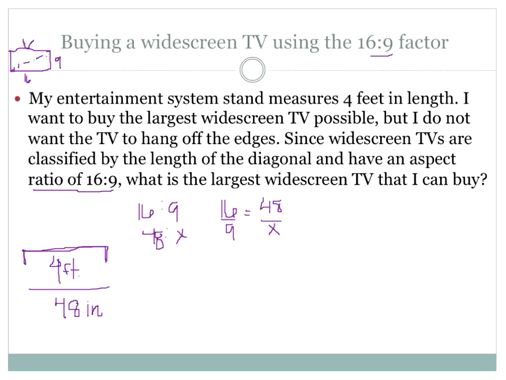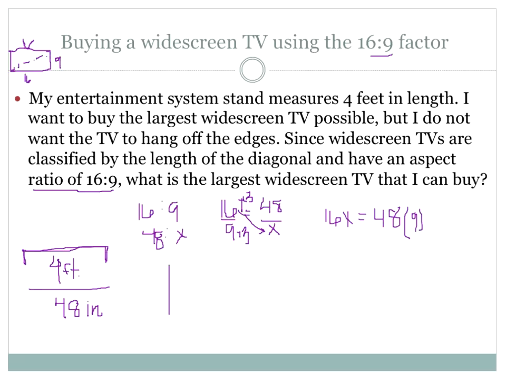So we're looking at 16 to 9 is the same as 48 to what? Excellent, Toby, 27. So I would recognize that 16, if we multiply that by 3, I get to 48. So then 9 times 3 equals 27. I could have also cross-multiplied and said 16 times x equals 48 times 9, and figured out that my x then would have to be 27.